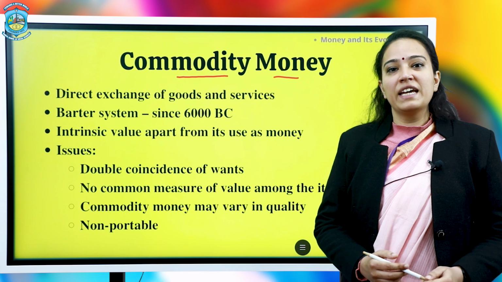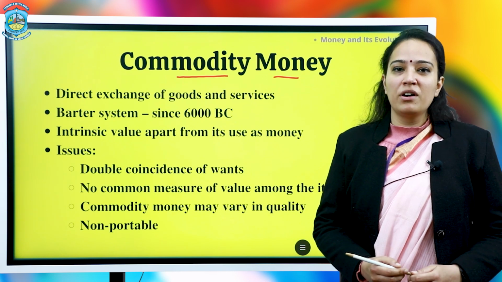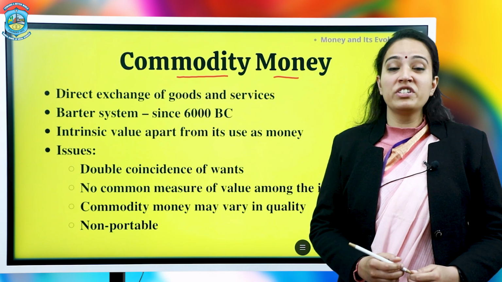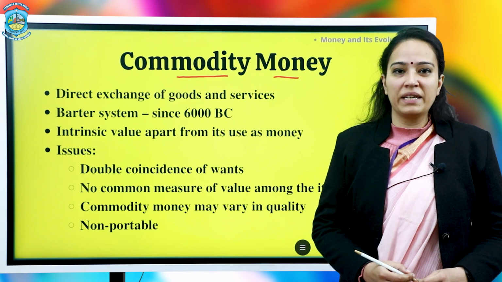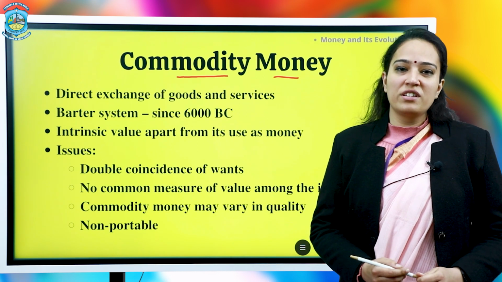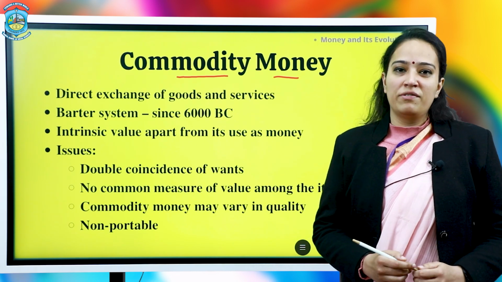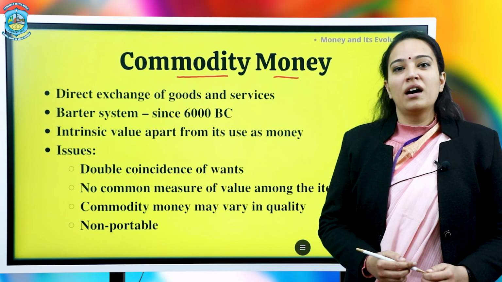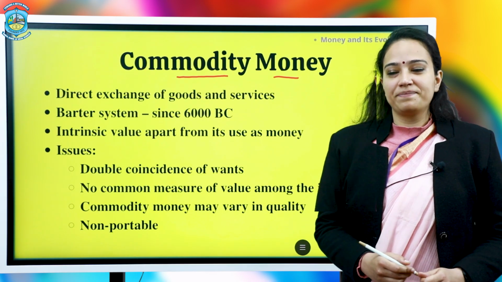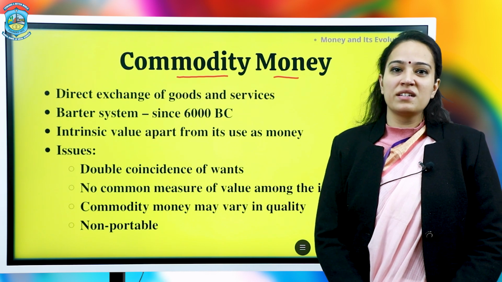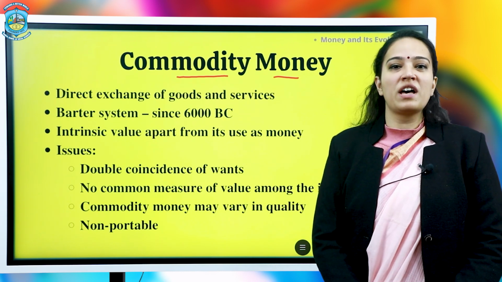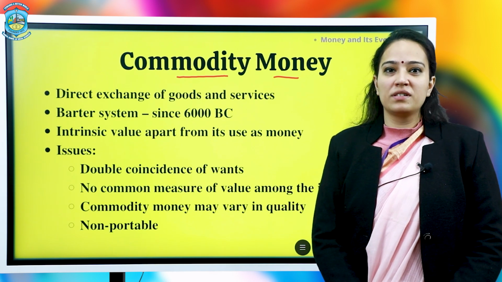Both of them can exchange their produced item for the product they desire. This is a barter system which relied on commodity money. In this, a direct commodity is exchanged for a different commodity. In this, a commodity is exchanged in lieu of another commodity. This barter system has existed since 6000 BC, where direct exchange was happening between commodities.